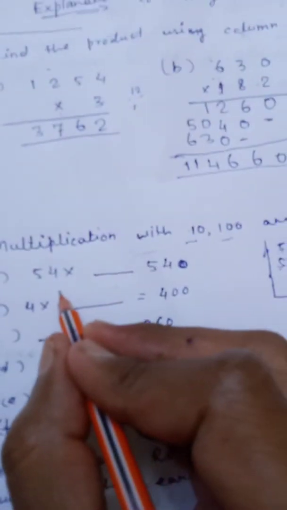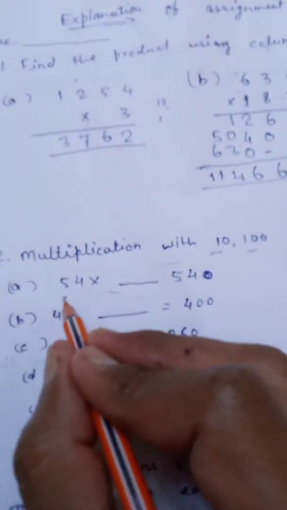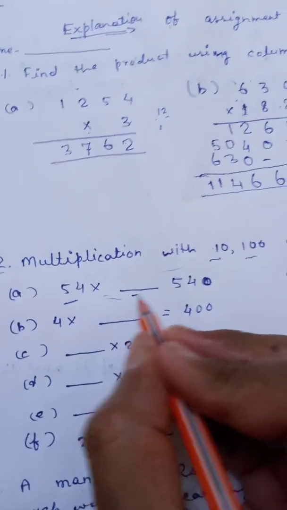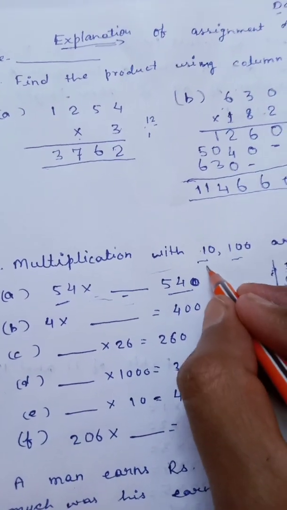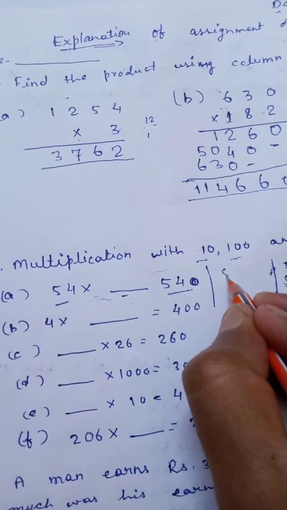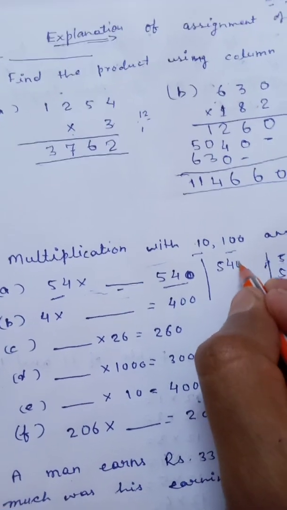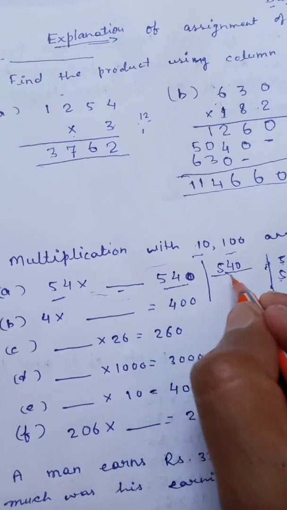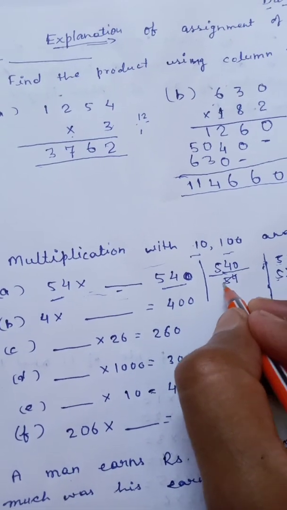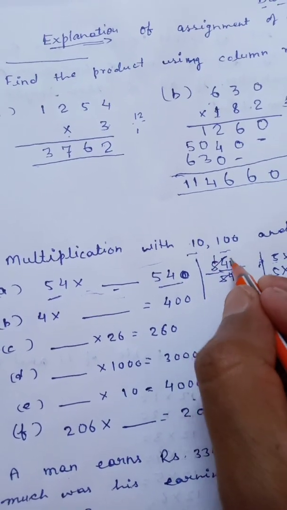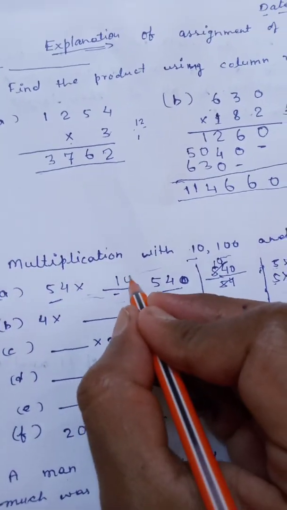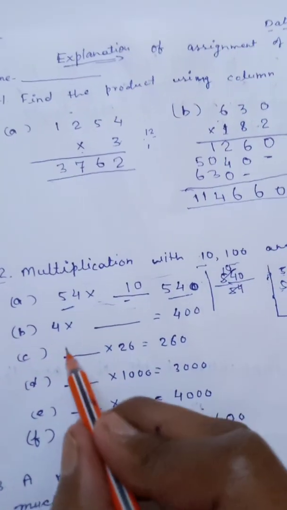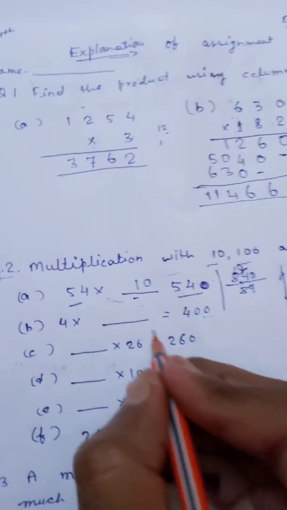So the first question, number A: 54 multiplied by what to get 540? What we will do is perform a division here. 540 divided by 54. 54 1s are 54 and 0 is remaining here, so 54 into 10 is equal to 540. Okay, next, 4, and here is 400.